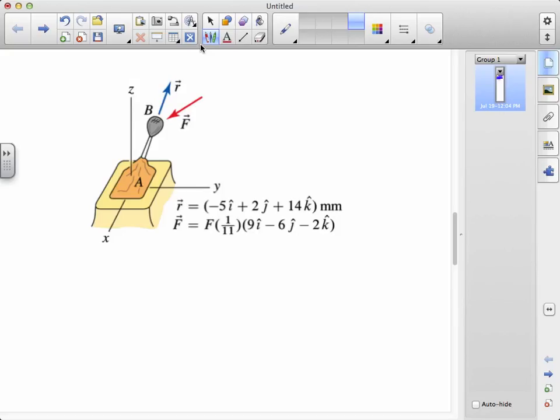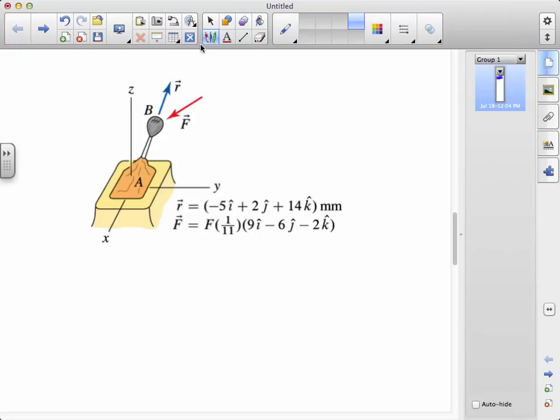In a problem like this, where we have a well-defined line of action and we want to resolve a vector parallel and perpendicular to that line of action, it's easiest to begin with a dot product to find the parallel component, and then back the perpendicular component out of the relationship between the resultant vector F and its parallel and perpendicular components. So one of the things we're going to need to do to start this problem is to define a unit vector along the lever AB.